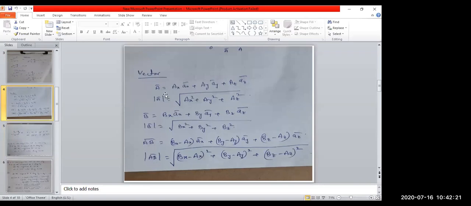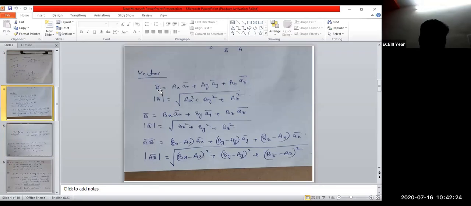Suppose any vector can be represented in a Cartesian coordinate system. A bar is equal to AX into AX bar plus AY into AY bar plus AZ into AZ bar. If you take a Cartesian coordinate system, it has three components, X, Y, and Z. The component of X of the A vector is AX, the component of Y is AY, and the component of Z is AZ. So A bar is equal to AX, AX bar plus AY, AY bar plus AZ, AZ bar.